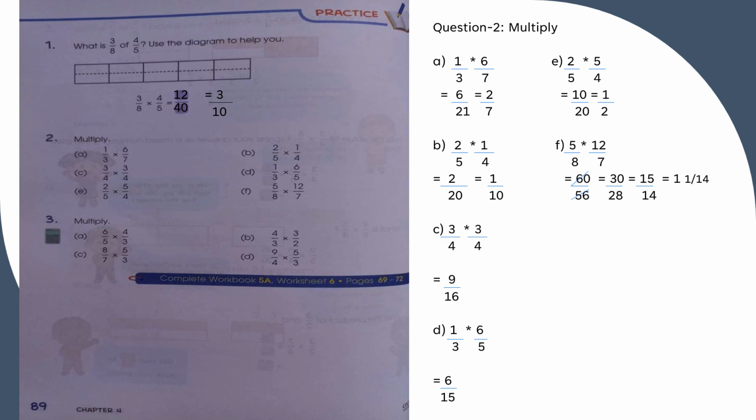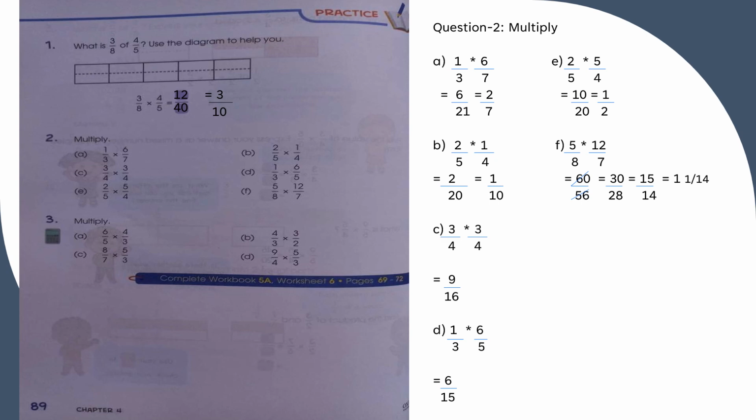In part C, we have 3 over 4 multiplied by 3 over 4. So we have 3 multiplied by 3 in the numerator, which is equal to 9, and 4 multiplied by 4 in the denominator, which is equal to 16. Now in part D, we have 1 over 3 multiplied by 6 over 5. So we have 6 multiplied by 1 is equal to 6 in the numerator, and 3 multiplied by 5 is equal to 15 in the denominator.